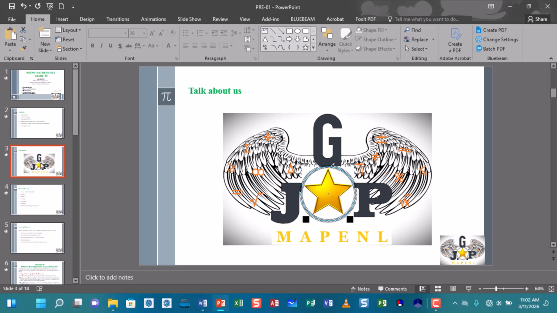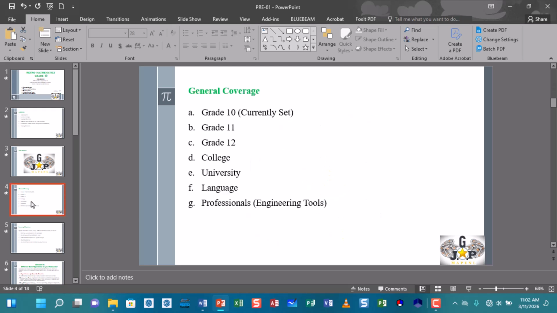But for the moment, we're going to stick with the mathematical environment. There will be many other environments, as you will see. I'll be taking you through different slides, but for the core of this video, we will stick with math alone. So the general coverage, as you can see here, we're going to work with the grade 10 set currently, so this lesson here.